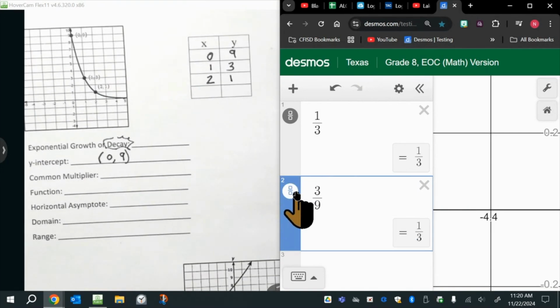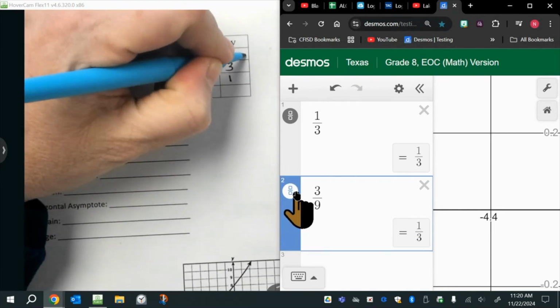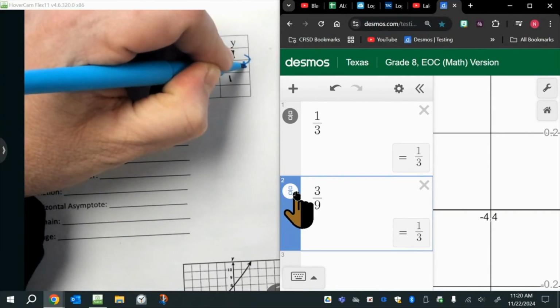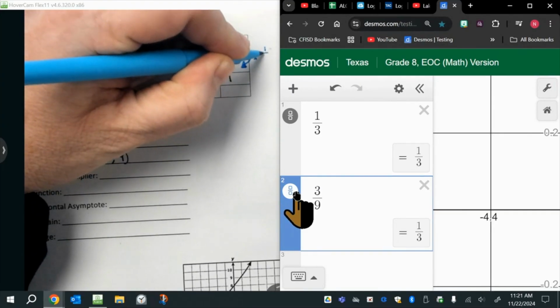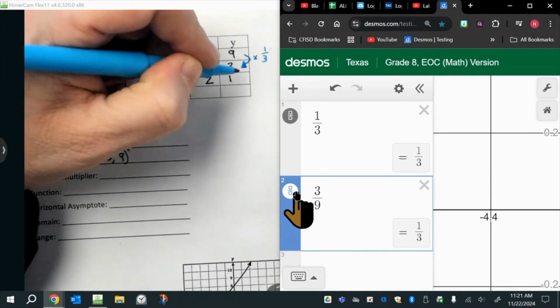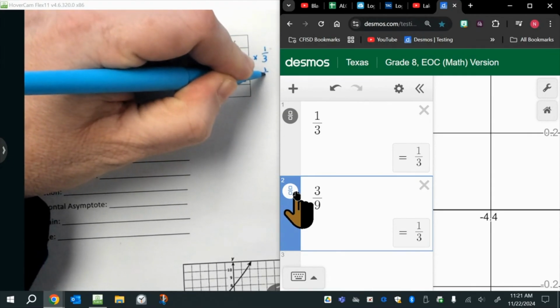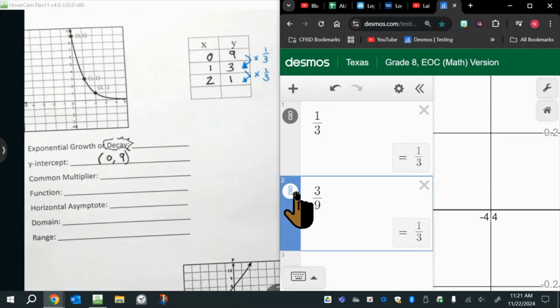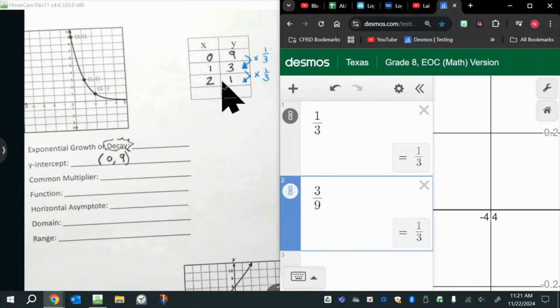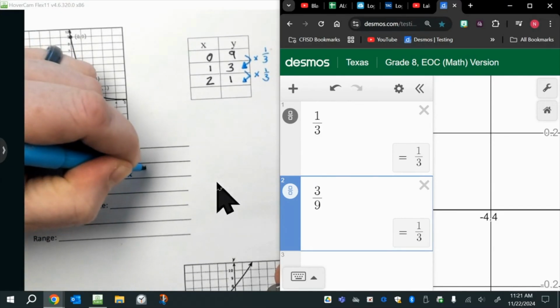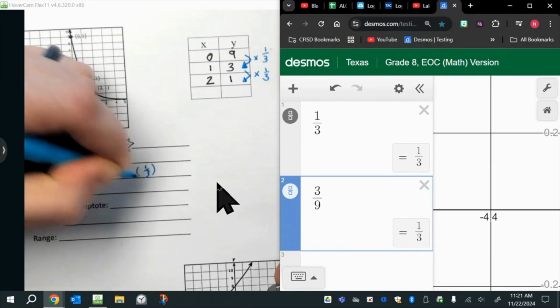So here's what we're saying. If I want to go from 9 to 3, I'm going to multiply by 1/3. If I want to go from 3 to 1, I'm multiplying by 1/3. What did I do? I just took the bottom number and divided it by the number above it. Okay, so my common multiplier is times 1/3.